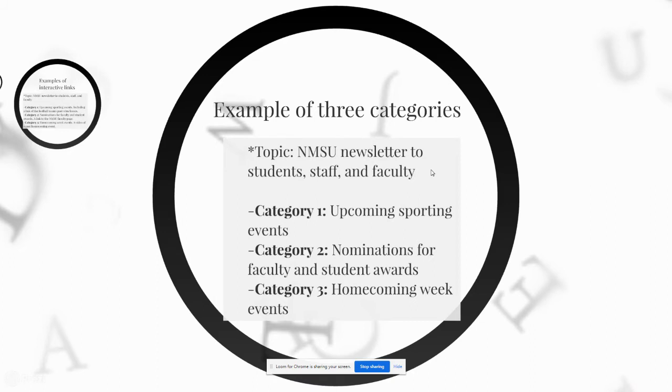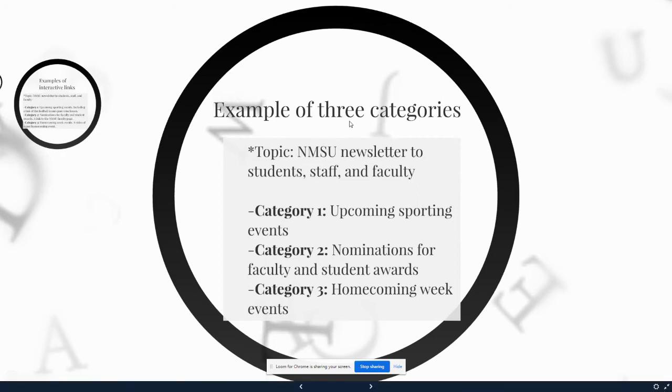If it's in the fall especially, there's some homecoming events or any kind of events in whatever season or semester you're thinking about. So that's what I'm getting at: whatever my main topic was, a newsletter sent to NMSU students, staff, and faculty. So in order to divide that into 3 categories, this could be 1 category, 2nd category, and 3rd. So that's what you're thinking about as well with whatever type of organization you want to represent.